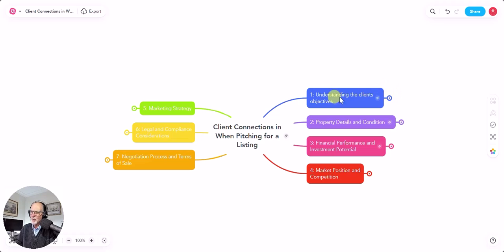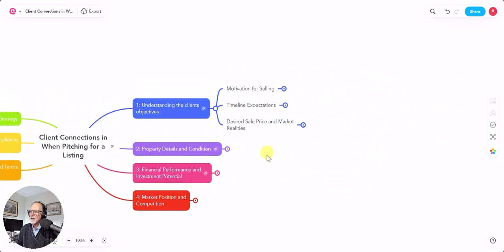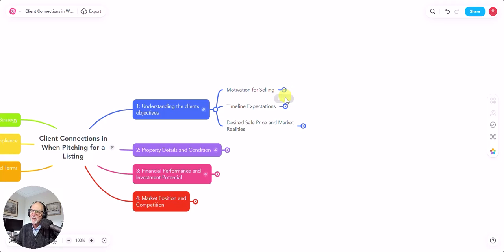So in going up here to number 1, understanding the client's objectives. There are 3 things to think about. That is their motivation for selling, timeline expectations, and desired price and market realities. Now, the property market today in your location for the property type will have certain realities, and you have to work with that. Conversing through the market realities will help the client see that you are the best solution for them with where they need to take the property when it comes to selling it.